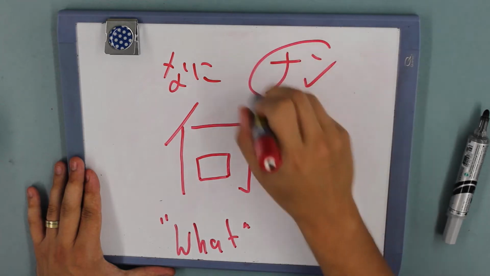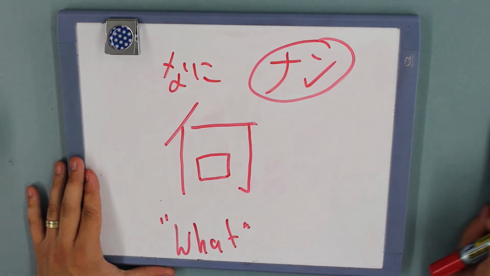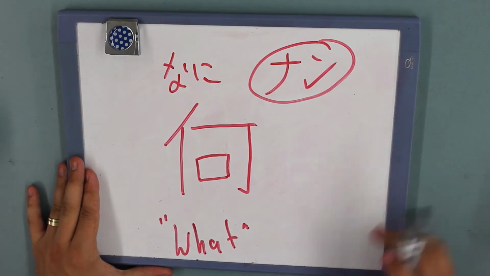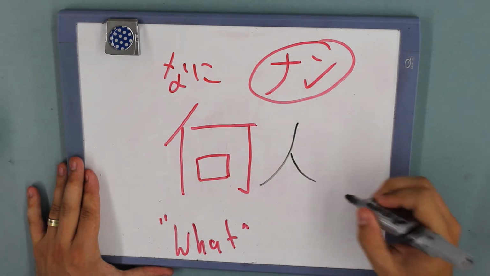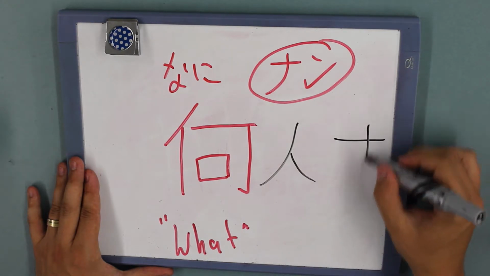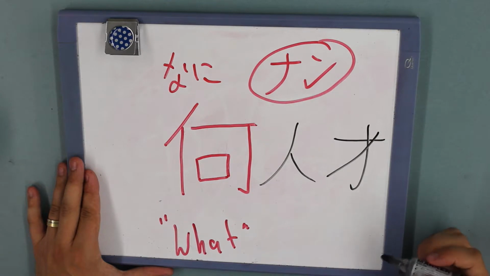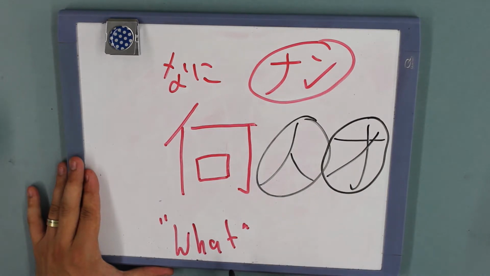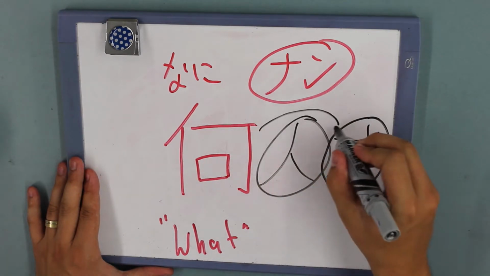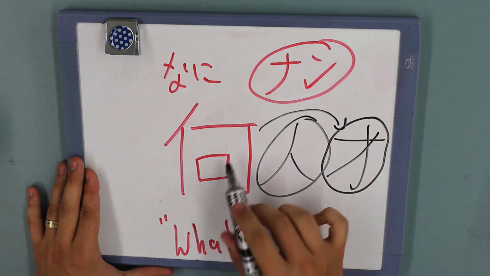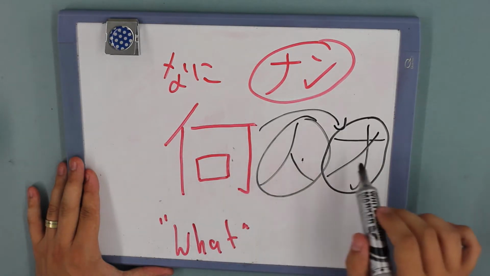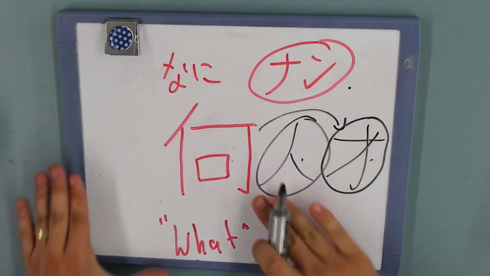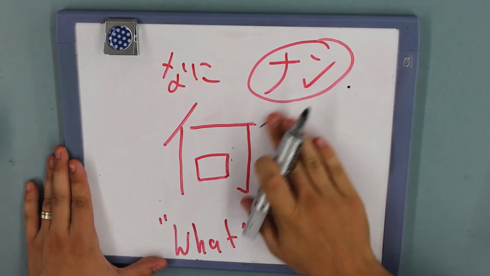You would have seen nan used in lots of the questions that you're asked inside of your tutorials. For example, we have nanjin and nansai. Nanjin being your nationality, and nansai being your age. What person or what nationality, what age. So that's why you can use the kanji combinations, nan. If it was by itself, just like that, it would be read as nani.